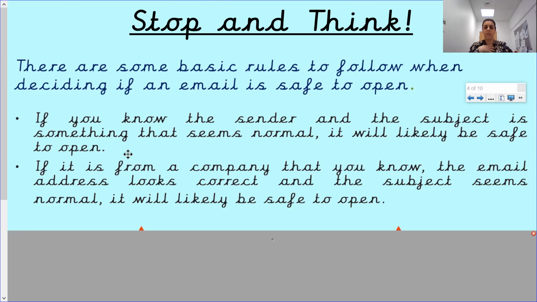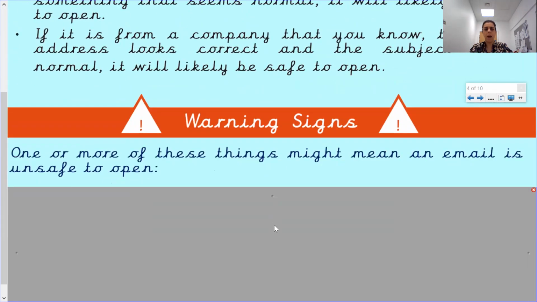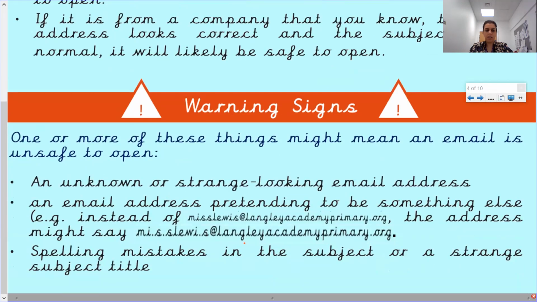So if I received an email from Miss Amanpour and the subject was maths planning, it's probably a safe email to open. But if it was from someone I didn't know, or the subject seemed a bit strange, then I might not open it. If it's from a company that you know, the email address looks correct and the subject seems normal, it will likely be safe to open. However, here are some warning signs that it might not be a good idea to open.